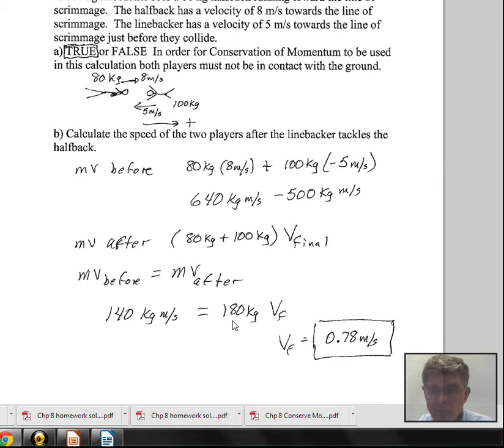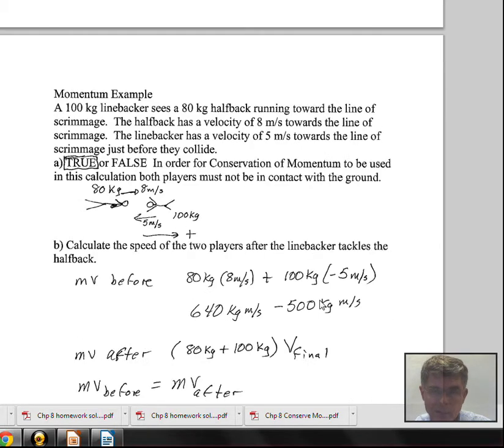We have mv after the collision. We divide both sides by 180, and we find that the halfback is continuing to move forward here. Both individuals are moving off to the right at 0.78 meters per second. So what made that happen? Why did the linebacker not stop the halfback?